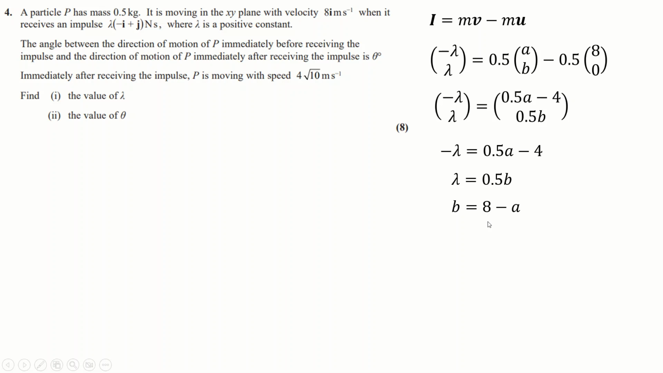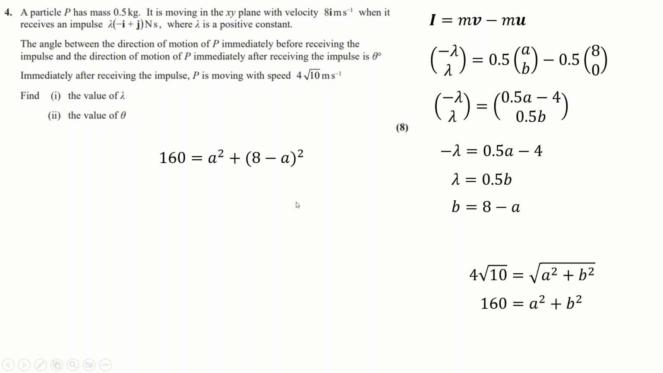So b is 8 minus a. Now, the next bit of information is that the resultant velocity, which I've just called AB, has magnitude 4 root 10. So 4 root 10 equals root a squared plus b squared. I can just square both sides to make this. 4 squared is 16, root 10 squared is 10. And now I can substitute this into there to find maybe a. So I'm just going to put this b into there.